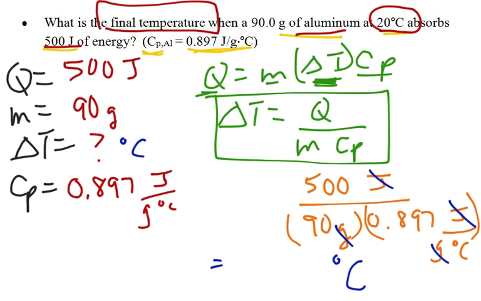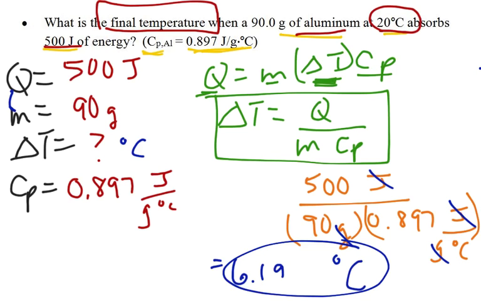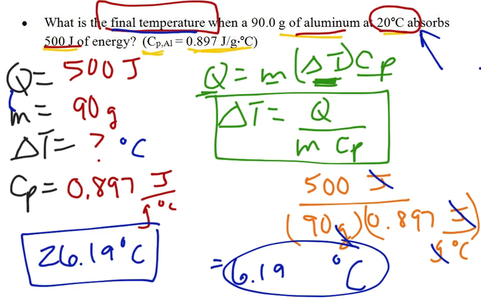So give me a second, let me calculate. This gives me 6.19 degrees Celsius, but again, that's not my actual answer. My question is, what's the final temperature? And what I figured out is my change in temperature. So if I started at 20 degrees, and I went up 6.19 degrees, then you can see that my final answer is going to be 26.19 degrees Celsius. Now again, we're not terribly concerned about significant figures here, so I would leave that, or I could say 26.2 degrees Celsius. This would be fine. We're doing the right thing.